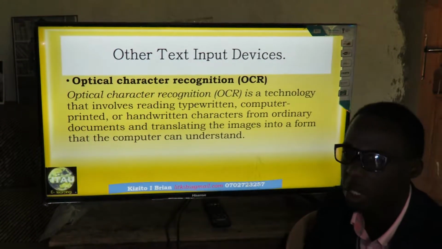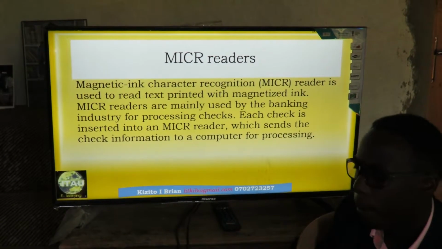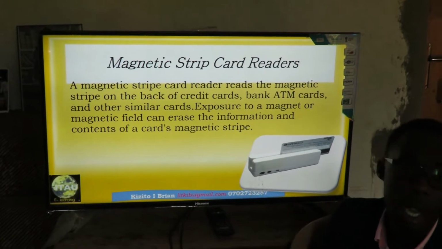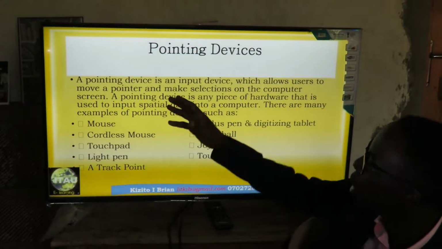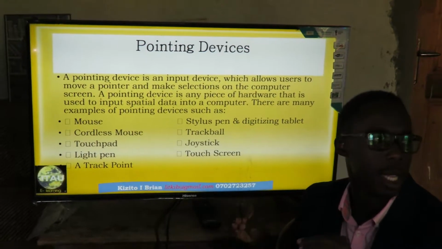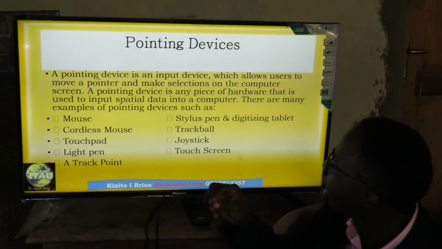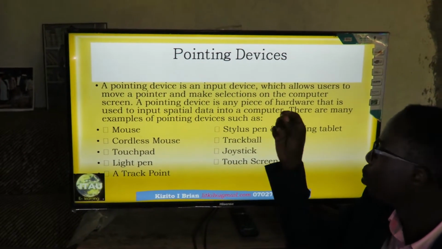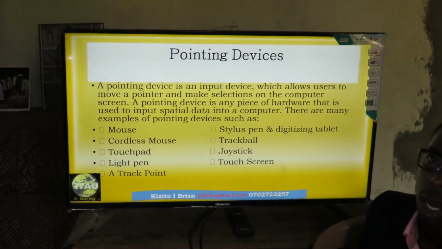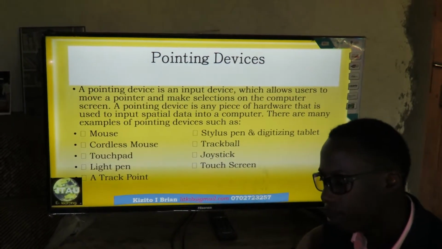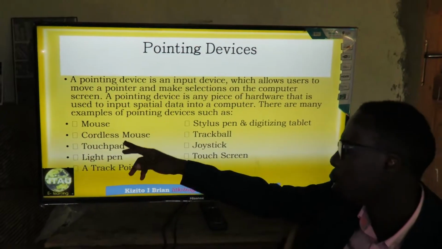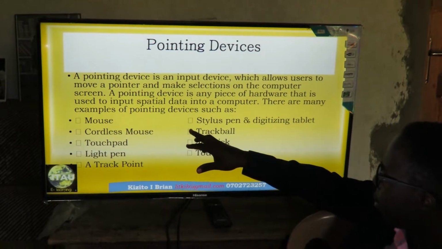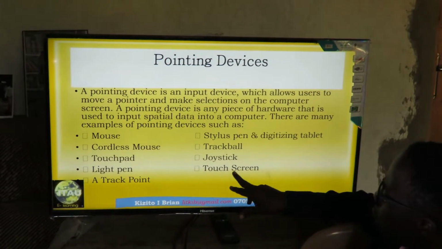The optical character recognition, the magnetic ink character recognition devices. We have the magnetic strip card readers, the pointing devices. Pointing devices are input devices that enter data by moving a pointer on the screen of the computer to select and command the computer to perform. We have examples like the cordless mouse and the wired mouse. We have the touchpad, we have the stylus and digitizing tablets, trackball, joystick, touch screens.